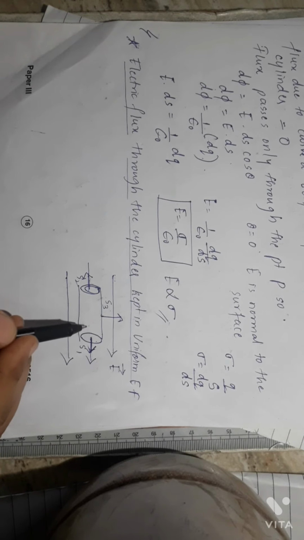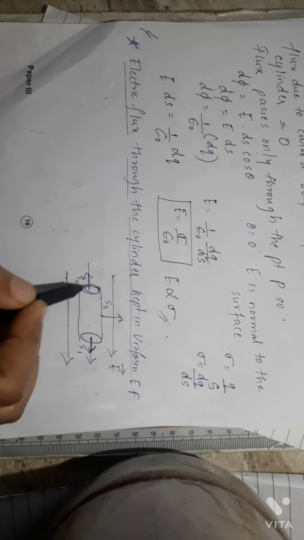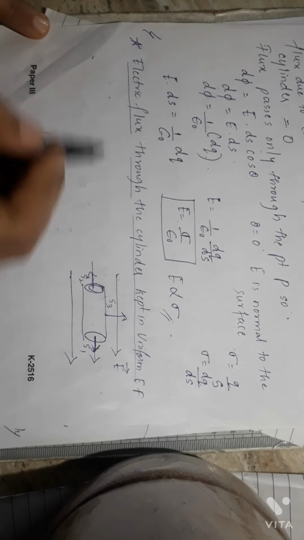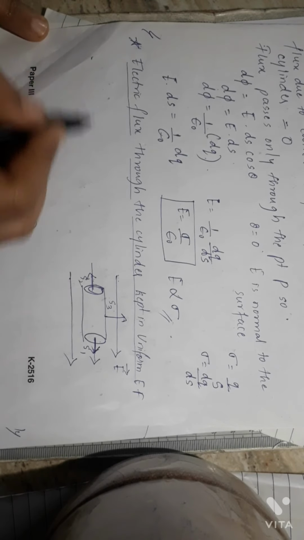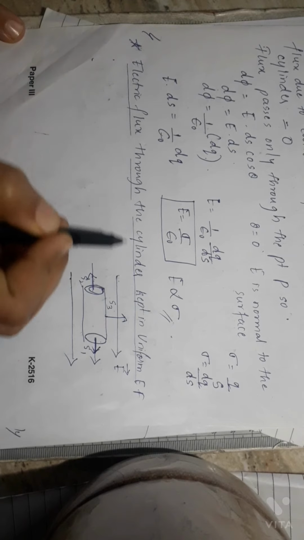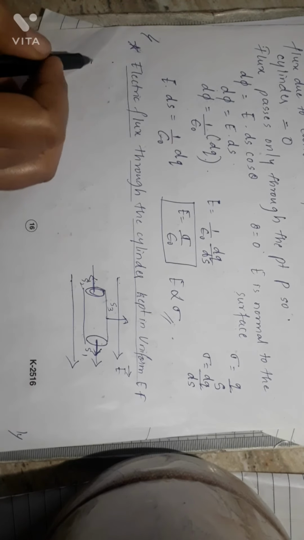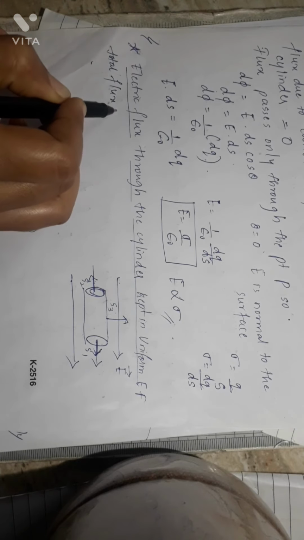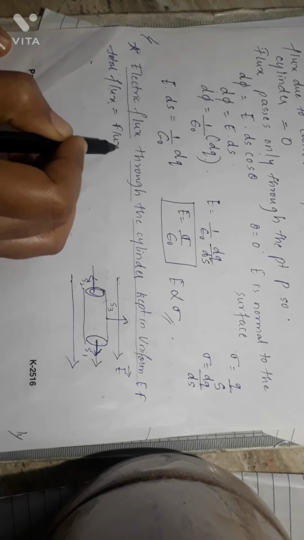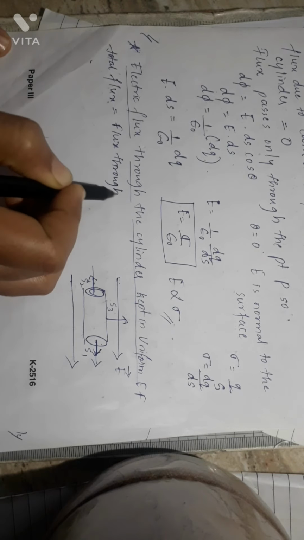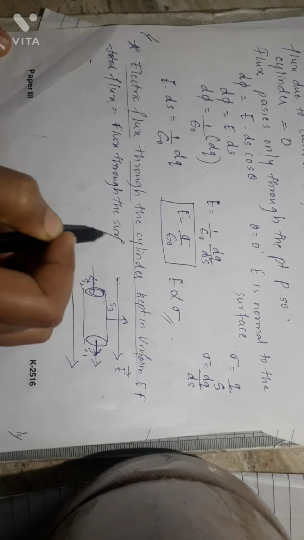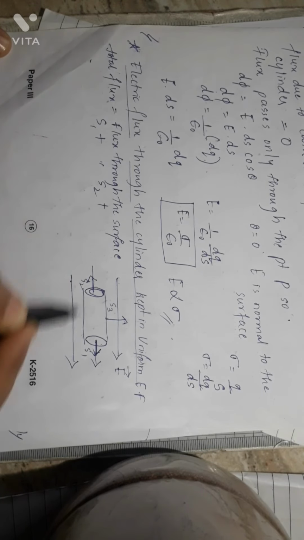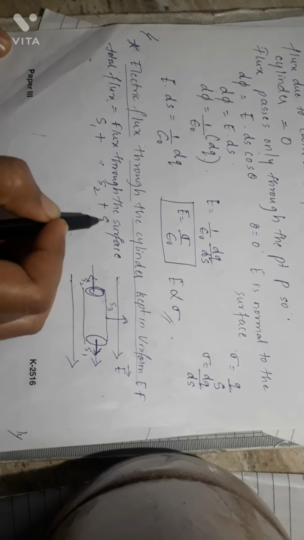We have to consider the electric flux through this surface and this surface and this surface. We are finding the electric flux through the cylinder which is kept in a uniform electric field. So the total flux is equal to the flux through the surface S1, plus the flux through the surface S2, plus the flux through this surface, that is S3.